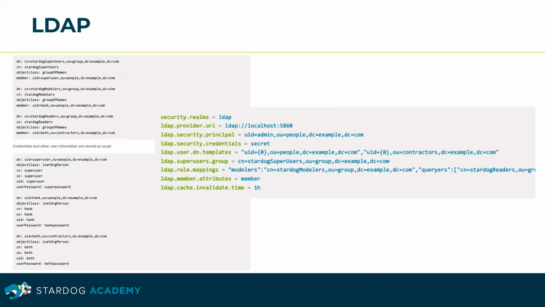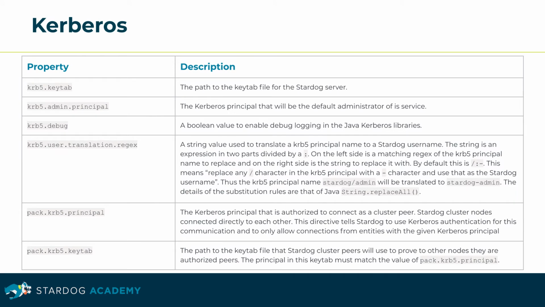To integrate Stardog with a Kerberos server, you simply need to set a few properties inside the stardog.properties file. Most notably, you need krb5.keytab to point to the keytab file generated for your server, krb5.admin.principal to specify the Kerberos principal to act as the administrator, and krb5.user.translation.regex to tell Stardog how to translate a Kerberos principal into a Stardog username, which is specifically helpful when the principal names contain characters like / that are not acceptable in Stardog usernames.